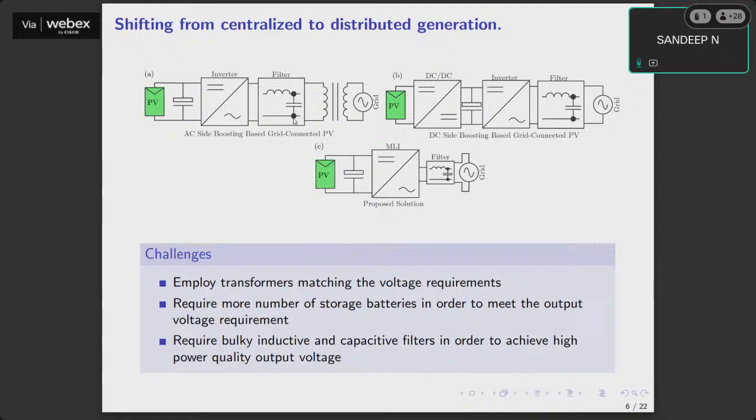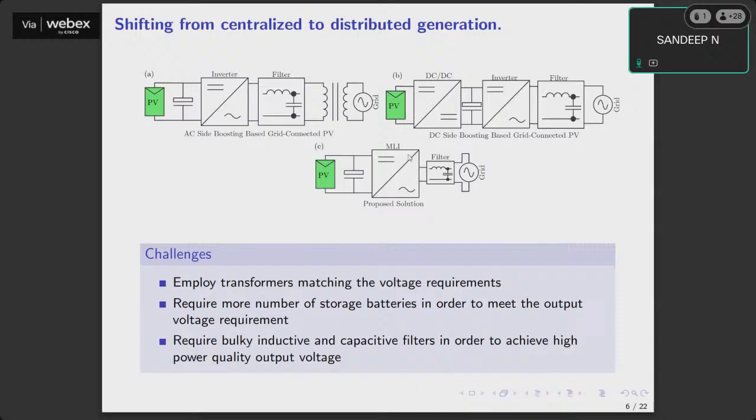Now, the question we need to ask is, these are the two ways, but what if our inverter itself has the ability to boost the voltage? Since we know that it has to be either AC side or DC side, what if the inverter itself can boost the voltage by some gain? What is the advantage? We can eliminate the transformer, and we also need not have a DC-DC converter. So the inverter itself should have the capacity to boost the voltage.